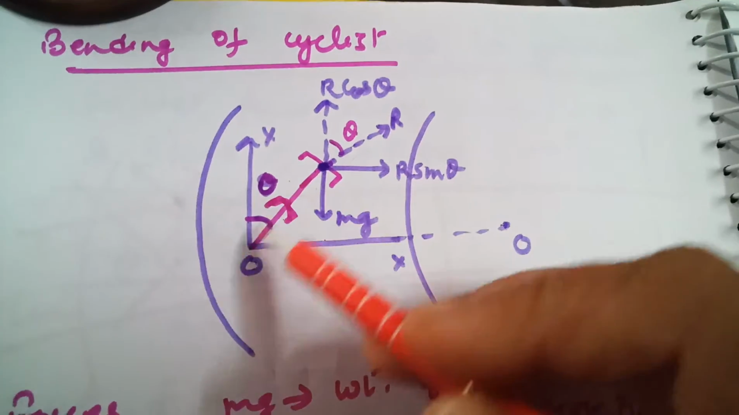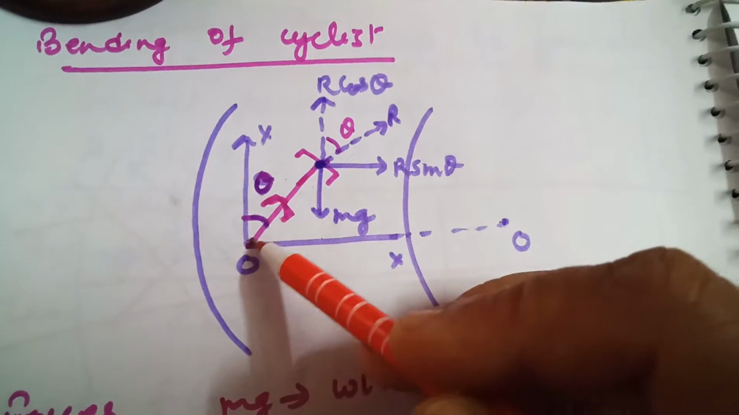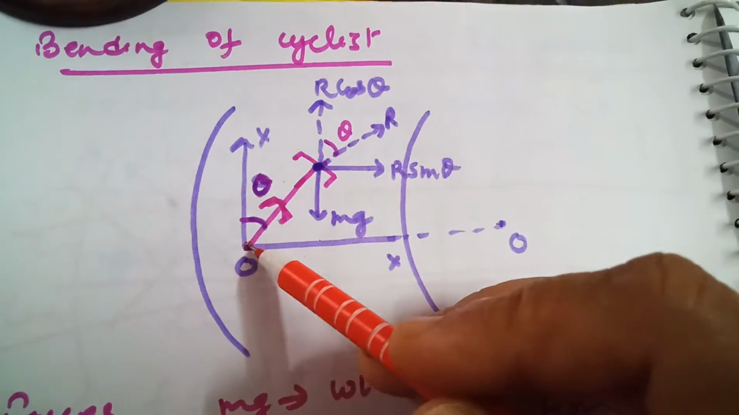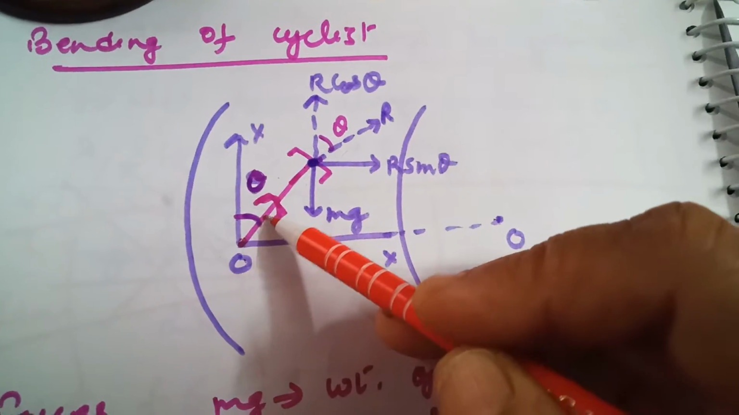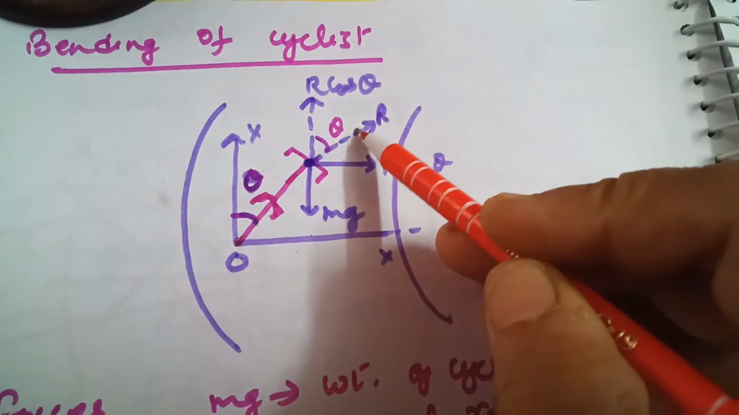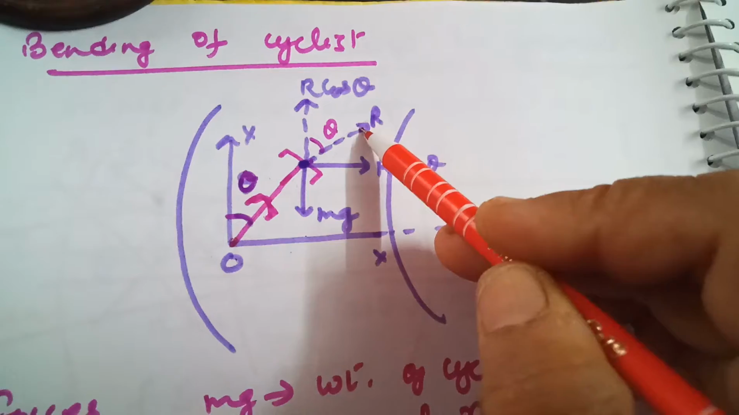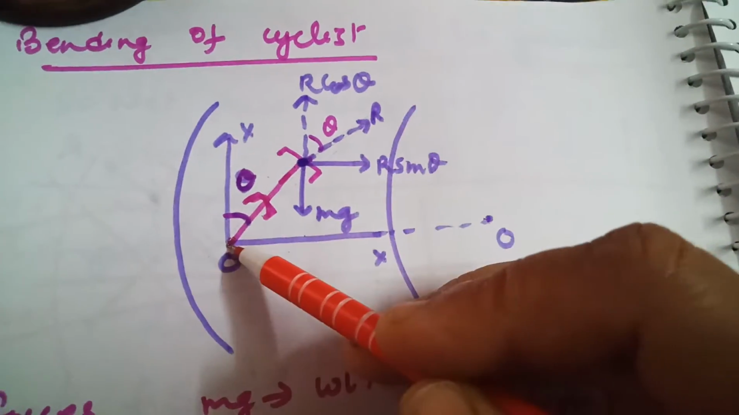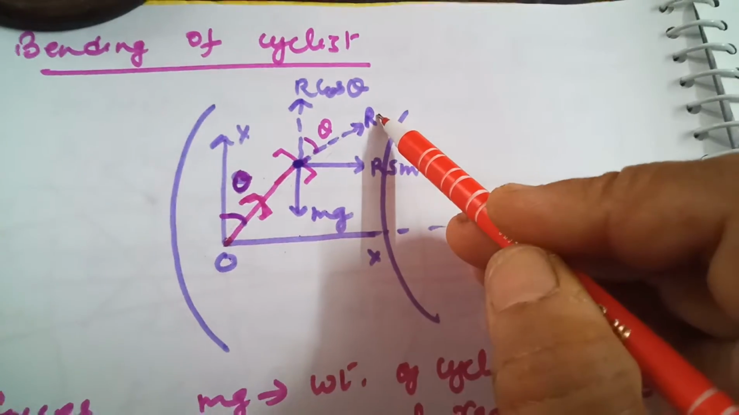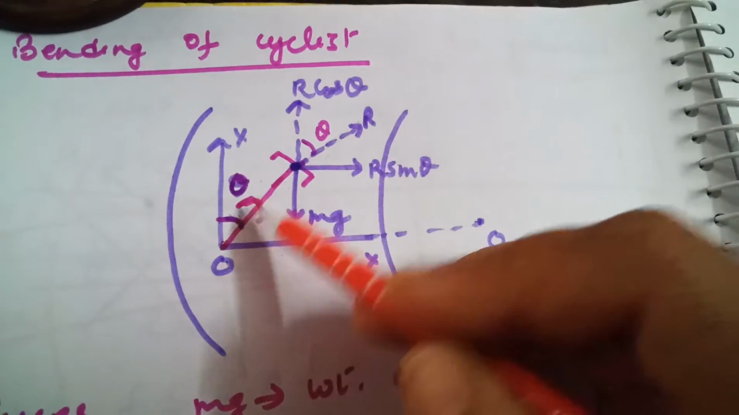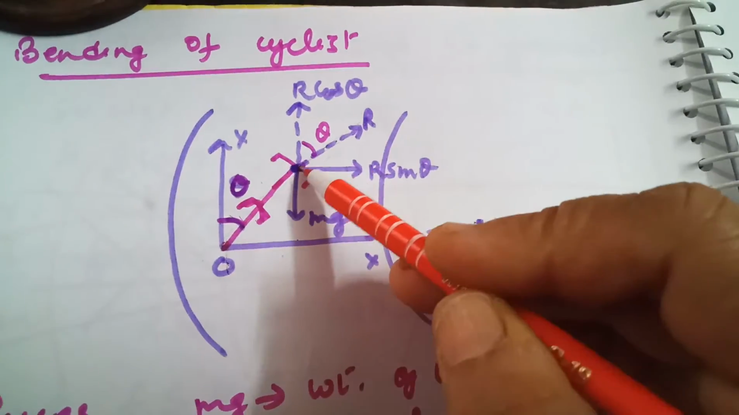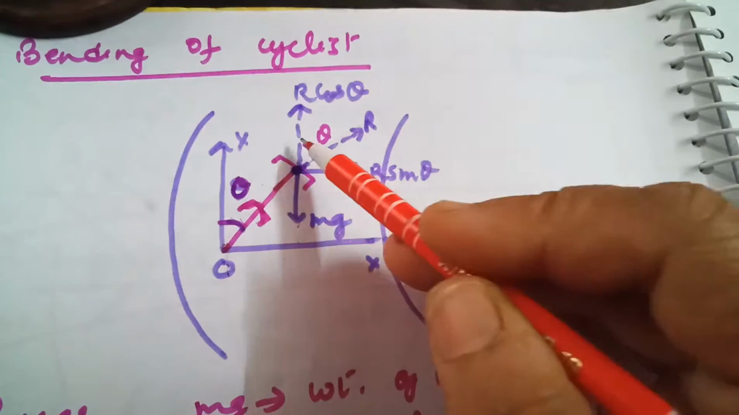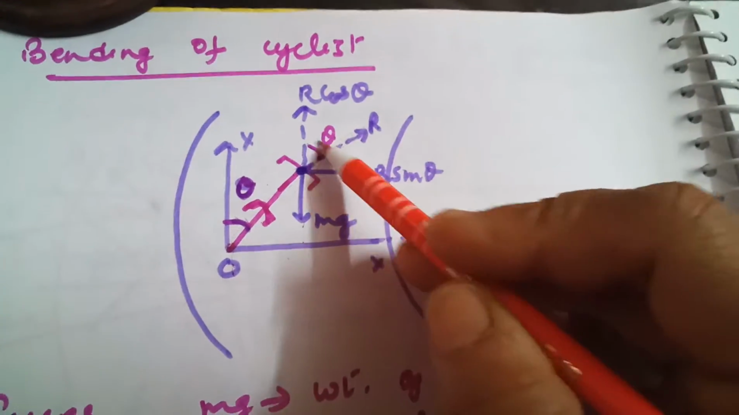And since this is the point of contact of the road and the cyclist, this will be the normal reaction at this point of the ground, of the road on the cyclist. So this is the direction of the normal reaction of the road on the cyclist, that is R. And since this angle is theta and this is the vertical direction, so this is the same line and this is the vertical direction, so this angle will also be equal to theta.